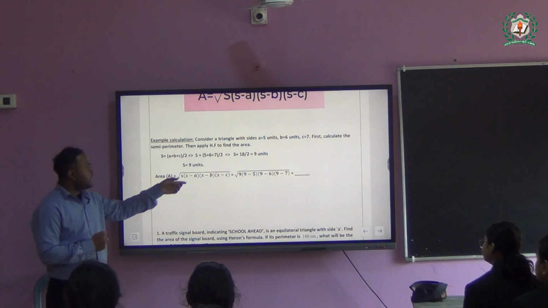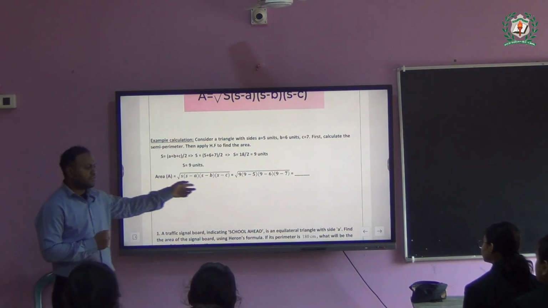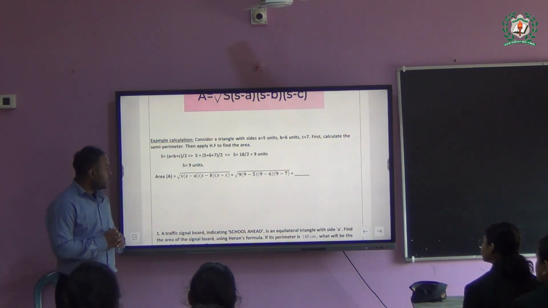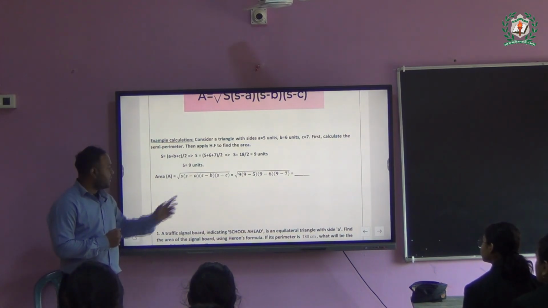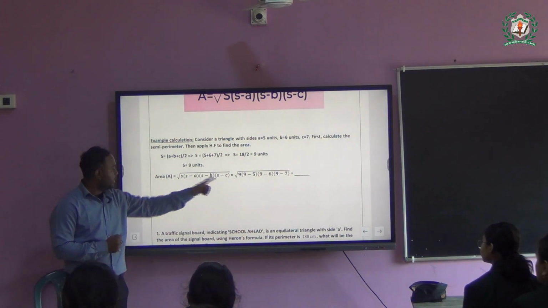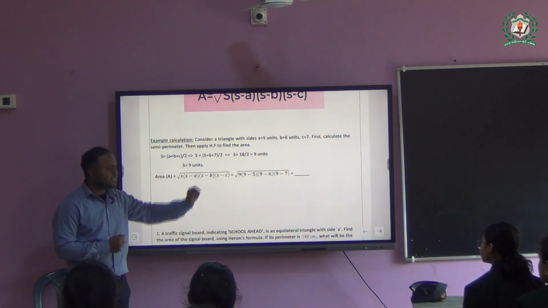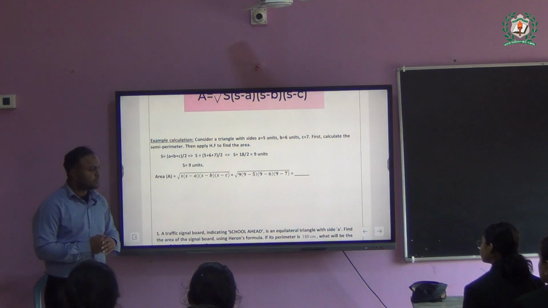We simply get the value of S and put it in the given formula. Then we put the formula here. In place of S we'll put 9. Then 9 minus A. You see that side I have done already. Then 9 minus B, that is 9 minus 6. Then 9 minus C, that is 9 minus 7.